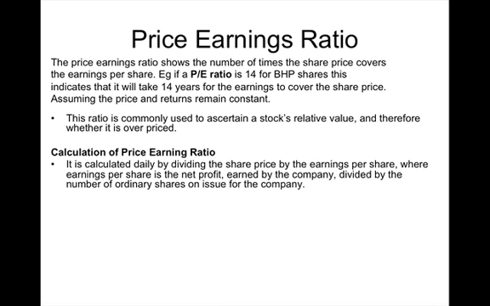The ratio is commonly used to ascertain a stock's relative value and therefore whether it's overpriced or underpriced. So it shows you basically, is this stock at this price good value, or is it overpriced, or is it underpriced? The calculation of the PE ratio is done by dividing the share price by the earnings per share, where the earnings per share is the net profit, which is the amount of money that the company's made, divided by the number of ordinary shares on issue for the company.